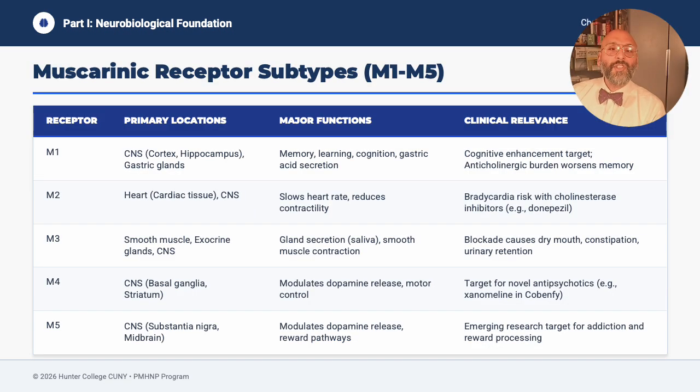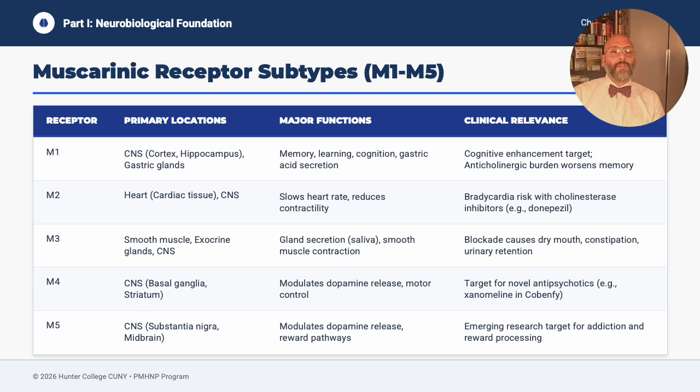Now, when clinicians talk about anticholinergic effects, what we're really talking about is which muscarinic receptors are being blocked and where. So all 5 muscarinic receptors, M1 through M5, are G protein coupled receptors. Now they differ by location, function, and clinical consequence when blocked or stimulated. So this slide is not about memorization, it's about predicting effects when you prescribe or deprescribe medications.